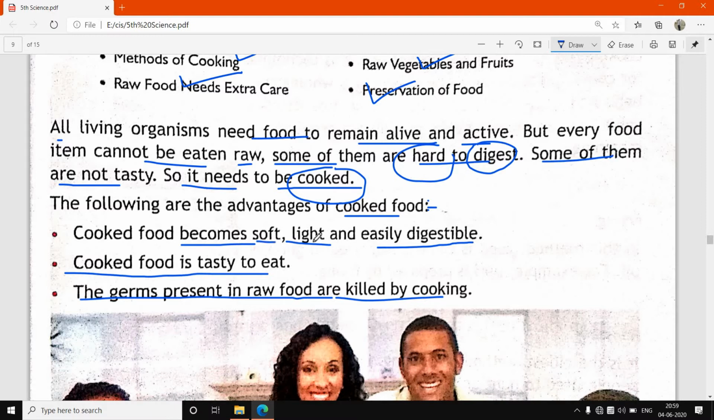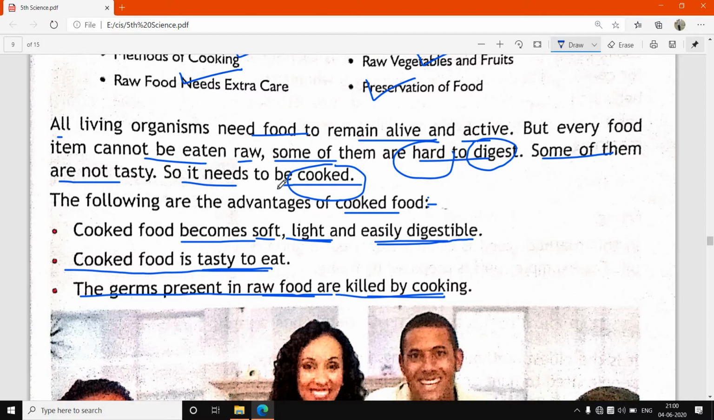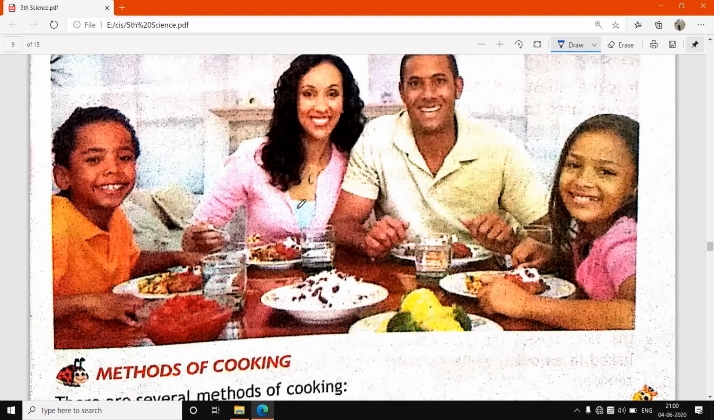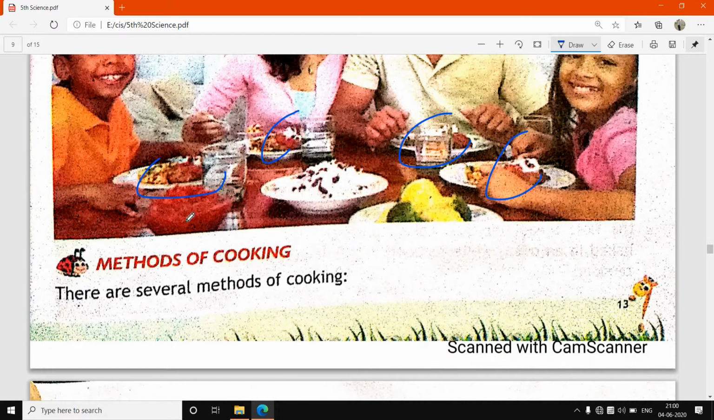जो हमारा cooked food है वो soft होता है, light होता है and easily digestible होता है. Cooked food is also tasty to eat, and germs present in raw food are also killed by cooking. So these are the advantages of cooked foods. This picture shows that this family will eat cooked foods.